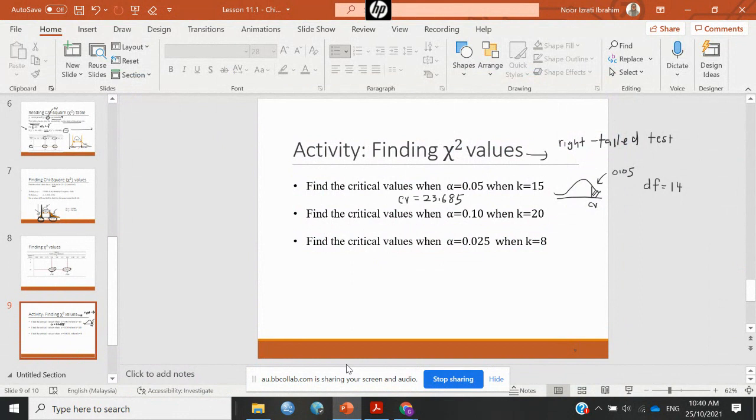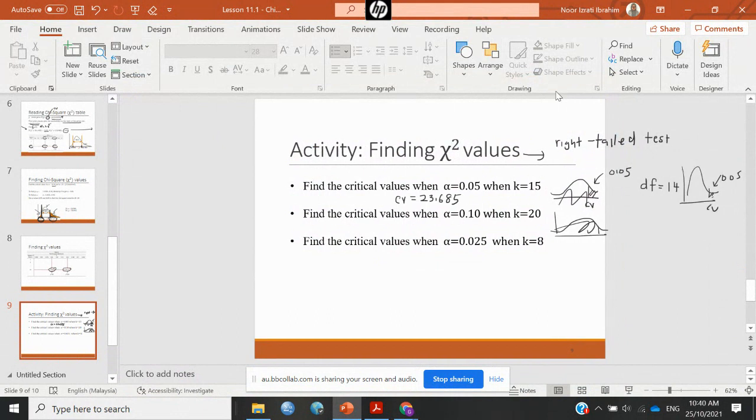B, second one, find the CV when alpha is 0.10 and k equals 20. So when you draw the region, it actually needs to be not a normal curve. It should be like this. 0.05. Okay, this is CV. And for this one, it should be something like this. 0.10, and this is the CV.